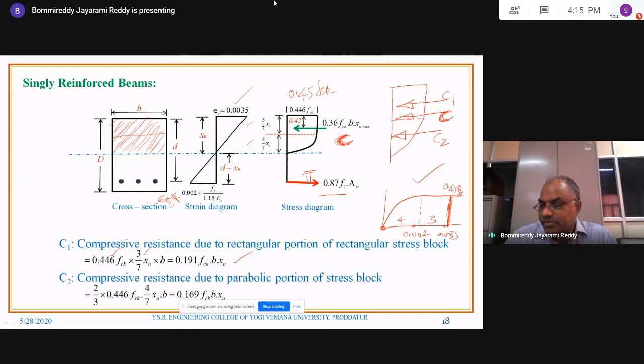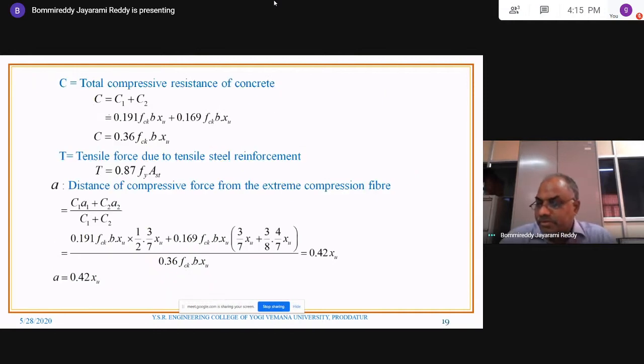So you got C1 and also C2. What is C? Sum of the two. C means the total compressive resistance of concrete, C1 and C2. C1 is that, C2 is that, and C is this. But you need to remember this. It is not remembered just by repeated reading, it will automatically be there in your mind. 0.36 FCK B into XU is the compressive resistance of the concrete.